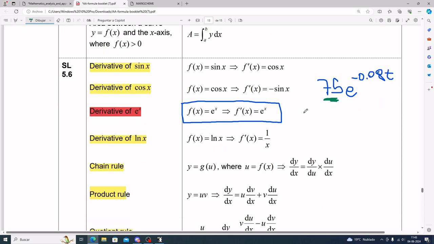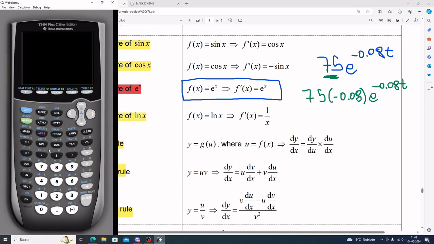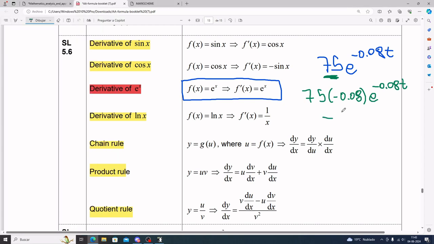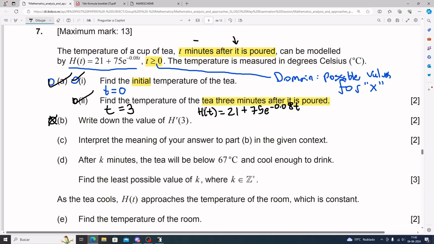Basically, what's going to happen is that you're going to end up with the derivative version. It's going to be 75 times negative 0.08 times e to the power of negative 0.08 t. So what is that? 75 times negative 0.08 means up front you end up with negative 6 times e to the power of negative 0.08 t. And so this is the derivative version of just the e to the power of x.